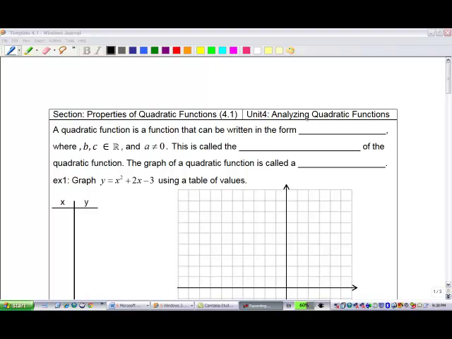Welcome to analyzing quadratic functions for Pre-Calculus Math 11, and today we're taking a look at the properties of a quadratic function, which is section 4.1.